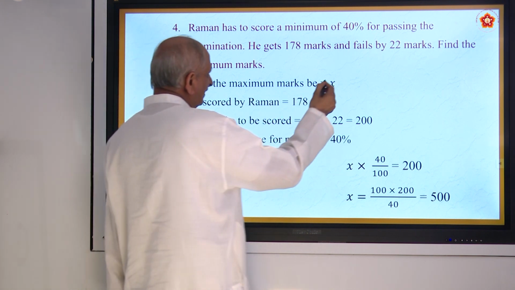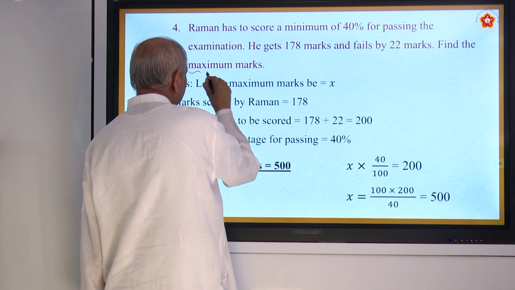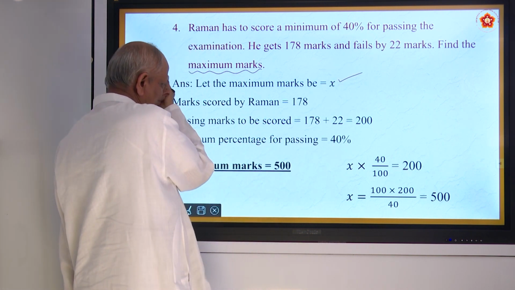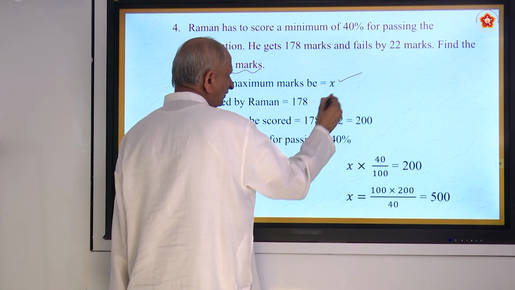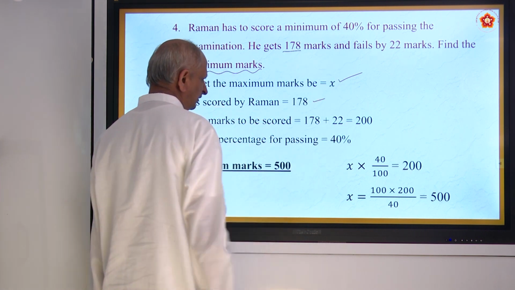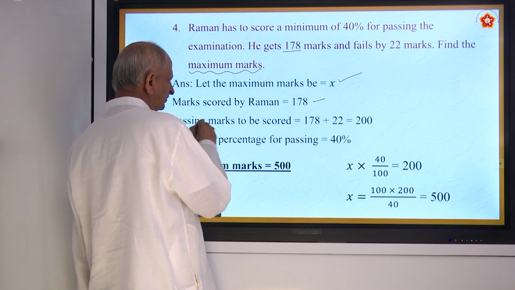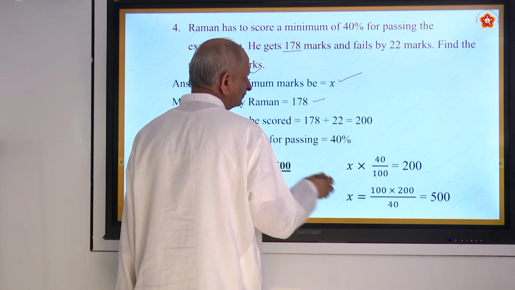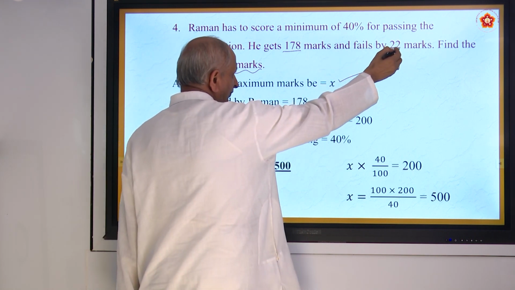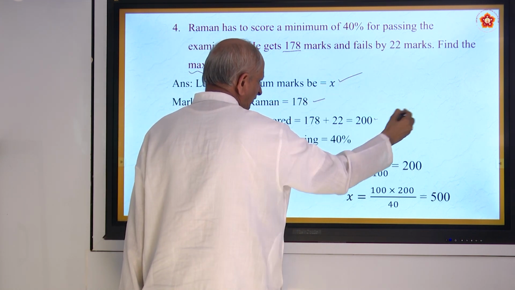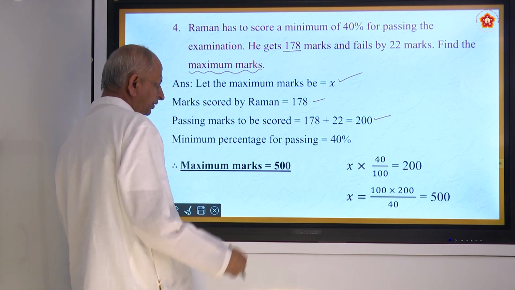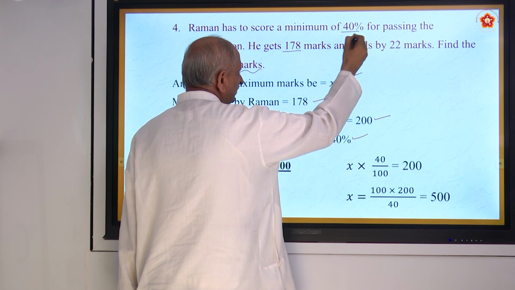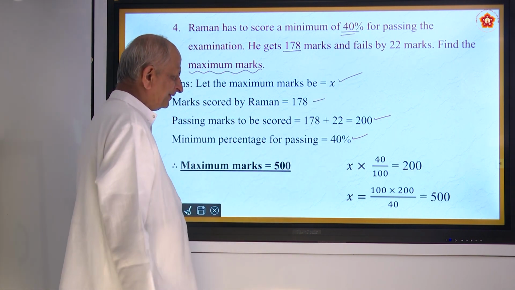Now, maximum marks is the question. So, whatever is asked in the question, you must take it as X. And the mark scored by Raman is 178. He scored 178. So, what is the passing mark to be? Passing mark is 178 plus 22. He fails by 22 means what? The total will be 200. So the minimum percentage should be 40%. So 40% is to be, so 40% means 200.